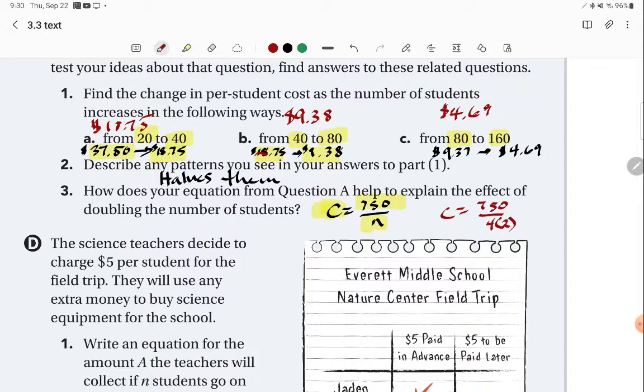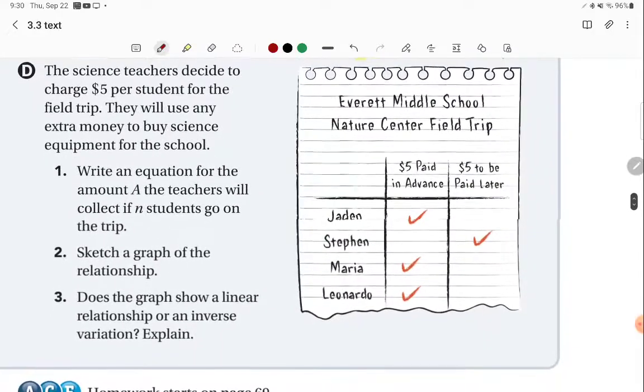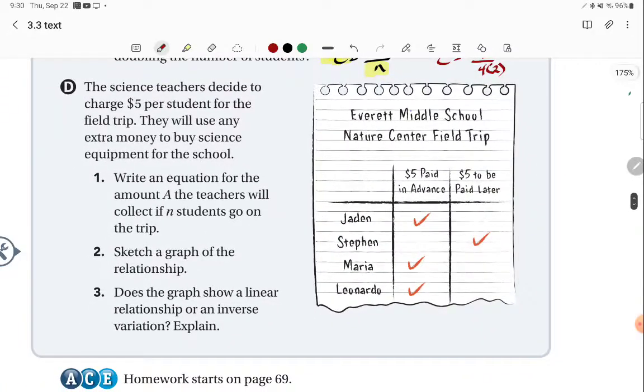And then for the last one, let's go ahead and take a look at D. Science teachers decide to charge $5 per student for the field trip. They will use any extra money to buy science equipment for the school. Go ahead and try this one on your own. Answer those questions on number 2. Then I want you to sketch a graph of that relationship and then answer questions about that graph. So do this, and I will try to remember to pause the video this time and then come back and see how you did.